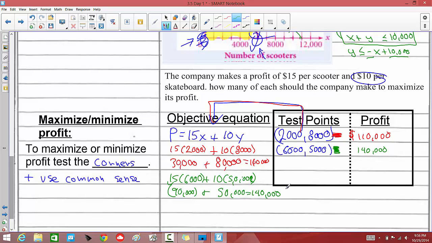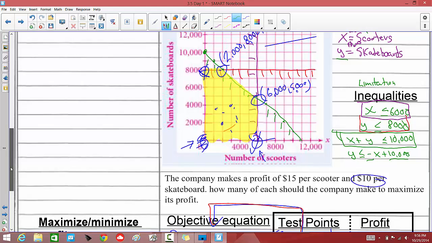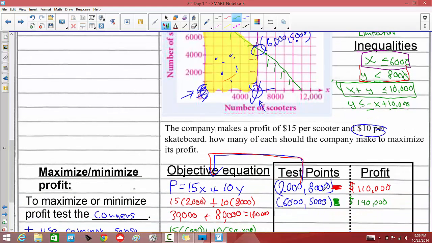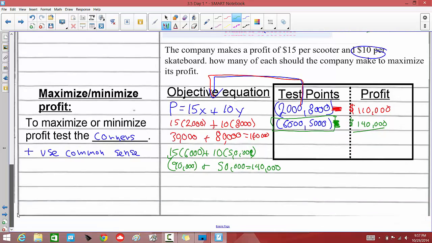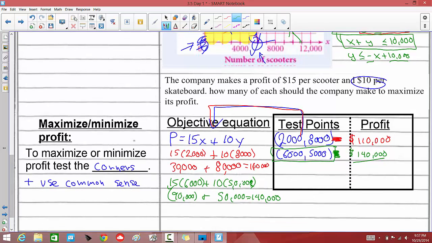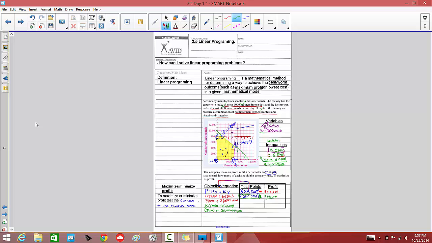So if we want to maximize our profit, which scenario would we want to use? Would we want to sell 2,000 scooters and then 8,000 skateboards, or 6,000 scooters and 5,000 skateboards? Well, this one gives us more money, so it would make more sense to do this one. And so using linear programming, we figured out how many scooters and how many skateboards we should sell to maximize our profit. The situation is 6,000 scooters and 5,000 skateboards. So that's the flow of how you can use linear programming to maximize profit in certain situations.